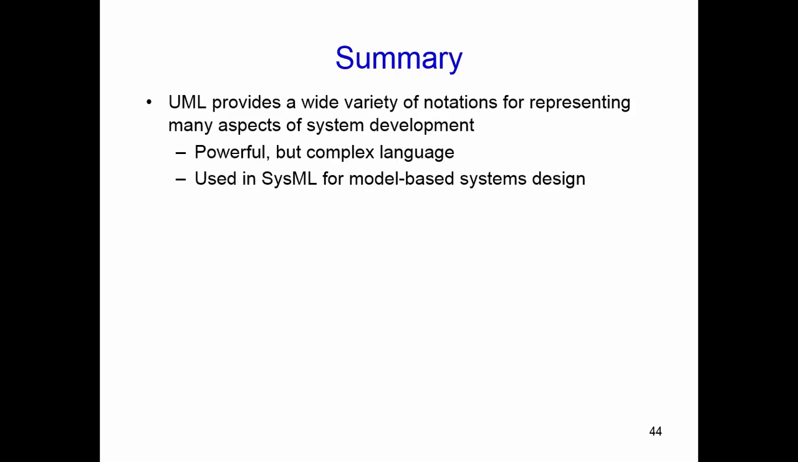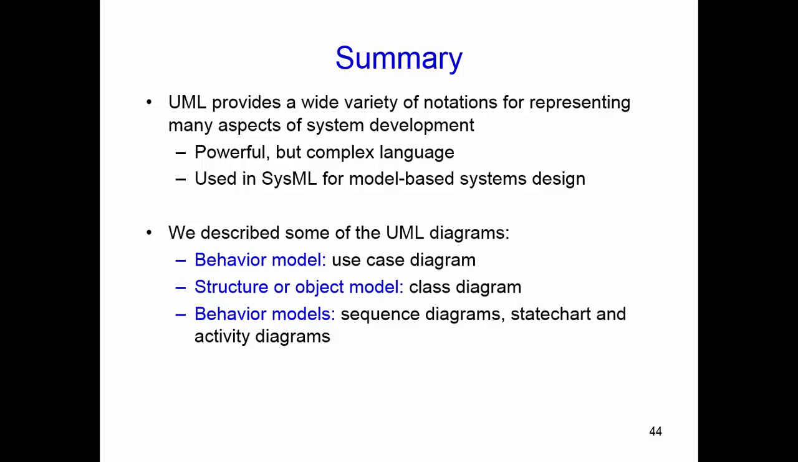So in summary, UML provides a wide variety of notations for representing many aspects of system development, is a powerful but complex language, and is used in system modeling for model-based system design. So we described some of the UML diagrams: behavior model, use case diagram, structure, object model, class diagram, and behavior model, sequence diagram, state chart, and activity diagram.